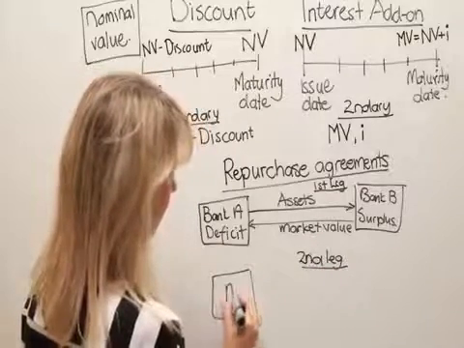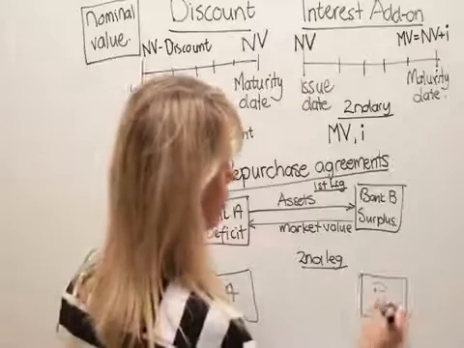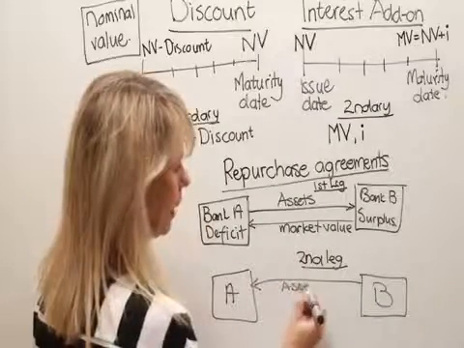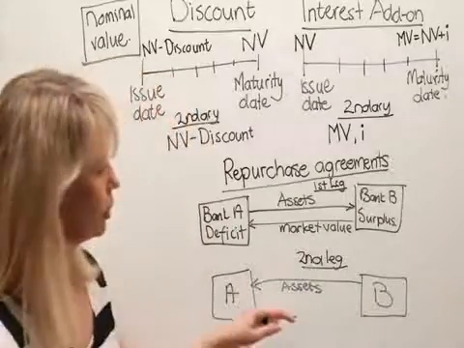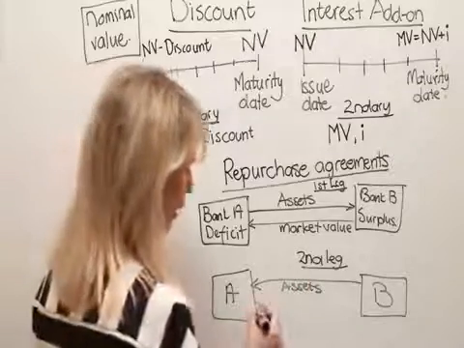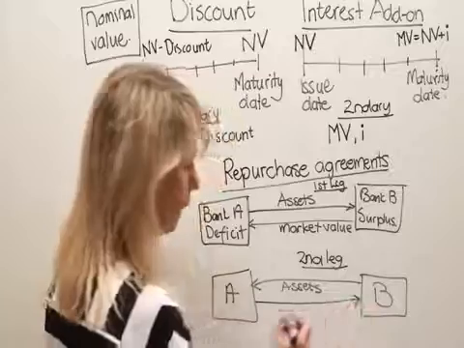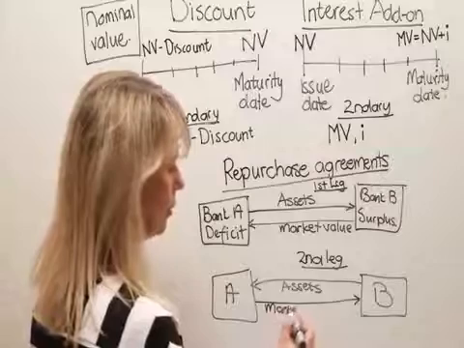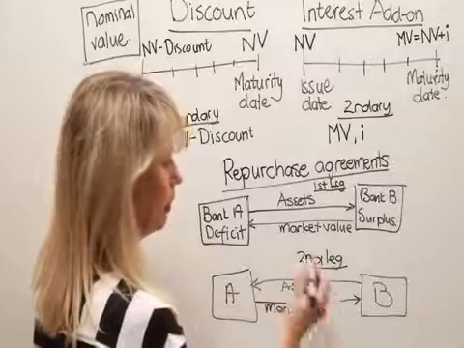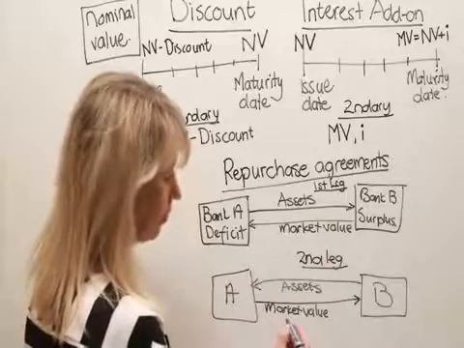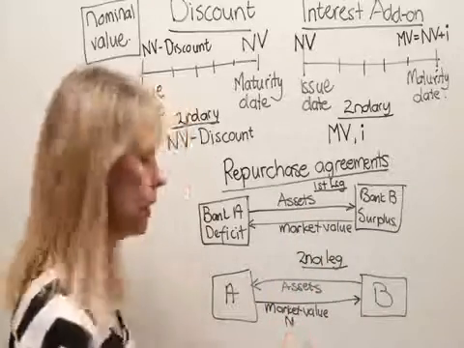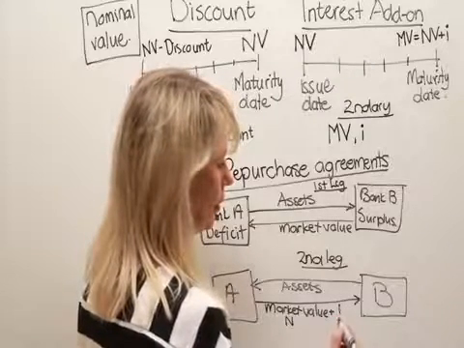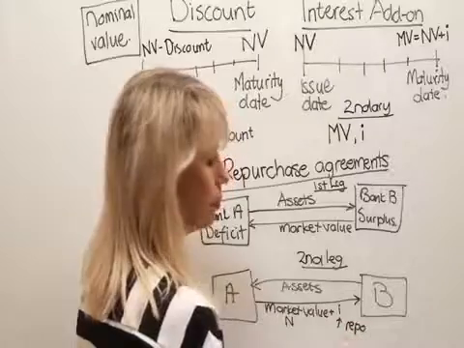Bank A is going to buy these assets back from Bank B. So these assets are going to flow back to Bank A, and Bank A is going to repay Bank B the market value that was paid in leg 1, which we also call N, as you will see in the formulas later on, plus interest at the repo rate or repurchase rate.